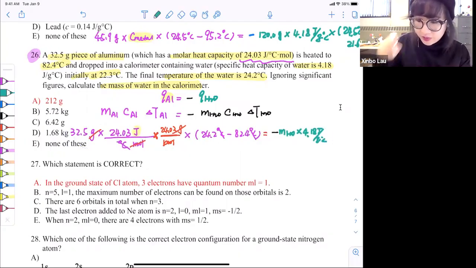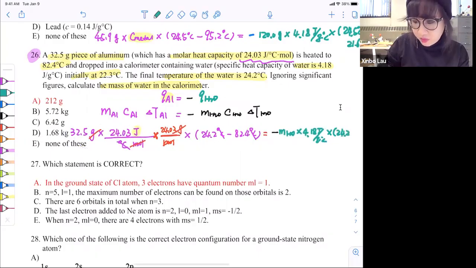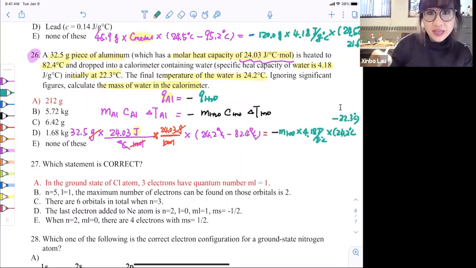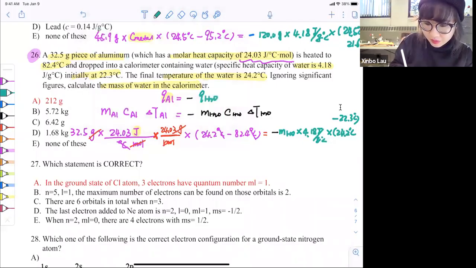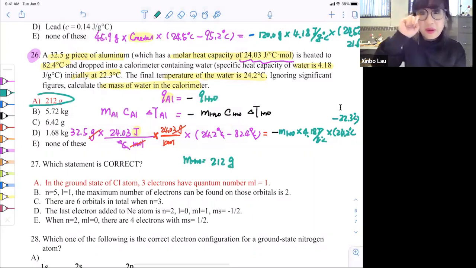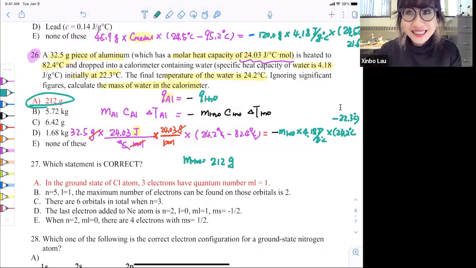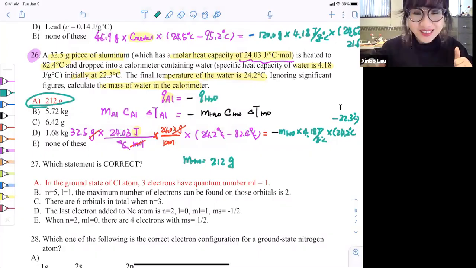Temperature change will be final minus initial. The final temperature 24.2 minus initial 22.3. Do all of this calculation and you'll be able to find the mass of water. That turns out to be 212 grams. So that's this question. Again, I just want to show you the little differences in what we can change, but you still know what to do. That's the end of this video and thank you for listening. Hopefully this is helpful.